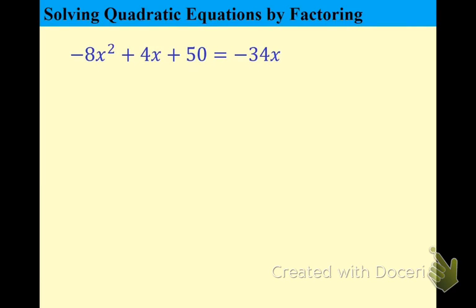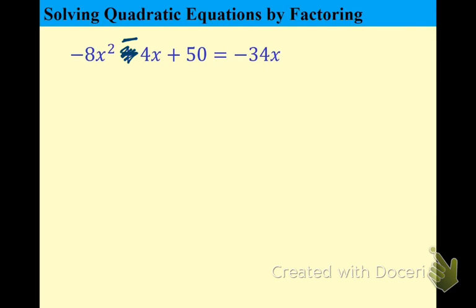Yeah. This is supposed to be a minus. This one right here. It's not x in the answer. This is not an answer. This is not in standard form. Is it in standard form? No, it's not.